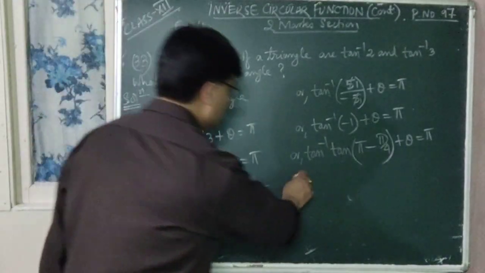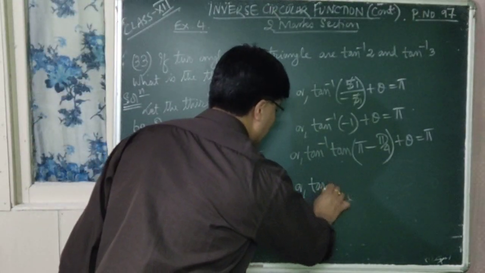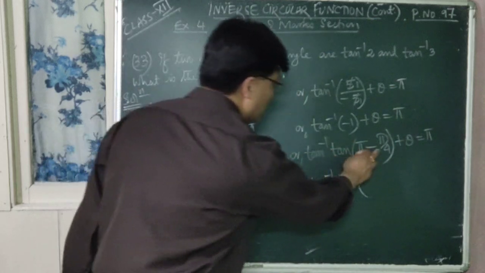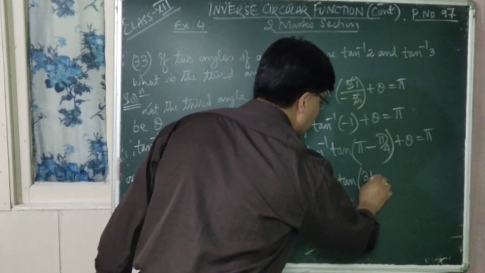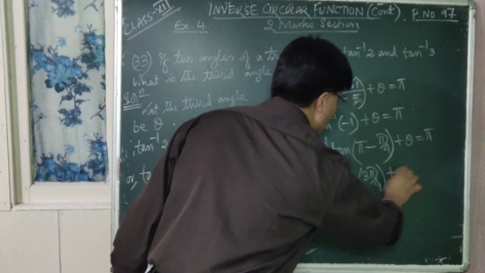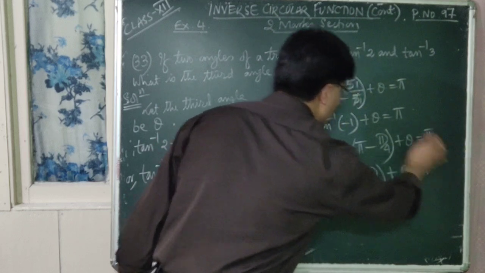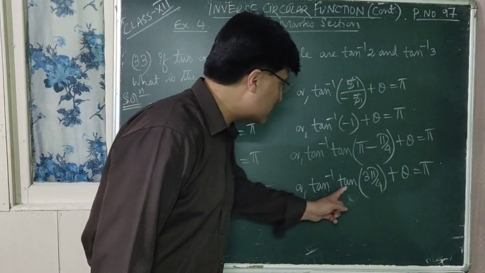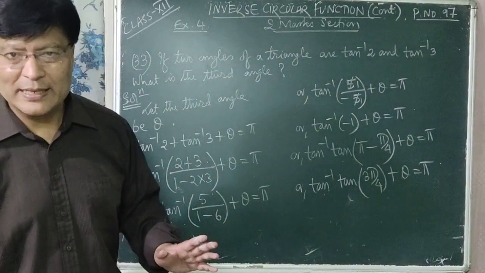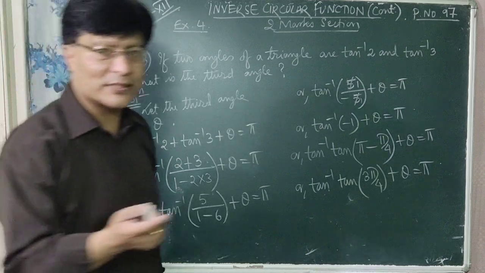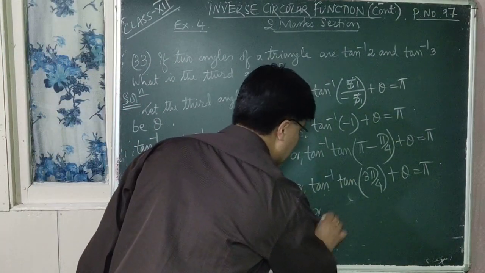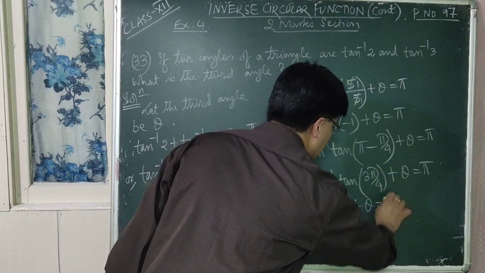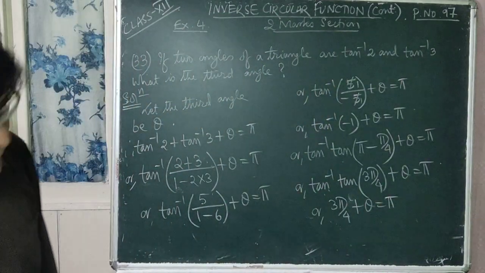So it is plus theta is equal to pi. Okay, so tan inverse tan of within bracket, how much is it? 4 pi minus pi, 3 pi by 4, plus theta is equal to pi. Is that clear? Now what is tan inverse tan theta? You know that tan inverse tan theta is always theta, but here in this case it is 3 pi by 4 plus theta is equal to pi. Clear?